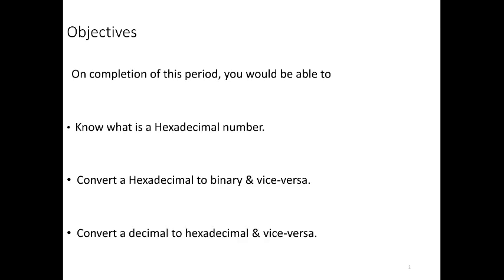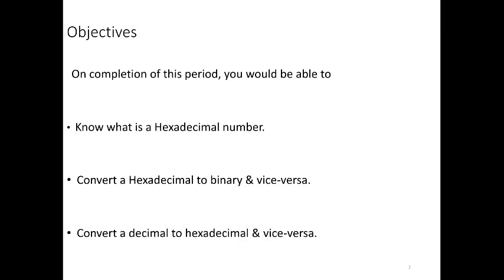In this session, we'll see what a hexadecimal number is, and then we'll try to convert from decimal to hexa and hexa to decimal, as well as hexa to octal and hexa to binary. All these conversions we'll try to see in this session.